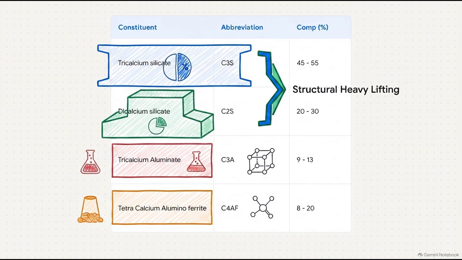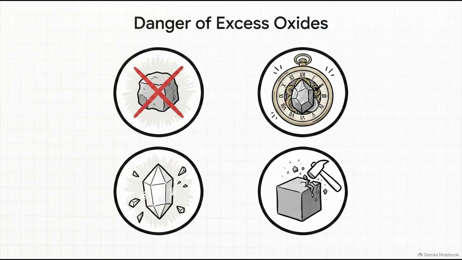Then we have tricalcium aluminate, C3A, and tetracalcium aluminoferrate, C4AF, which play smaller but absolutely vital roles in how it all reacts. But here's the thing. This recipe is a delicate balancing act. Your textbook spells out exactly what goes wrong when the balance is off.